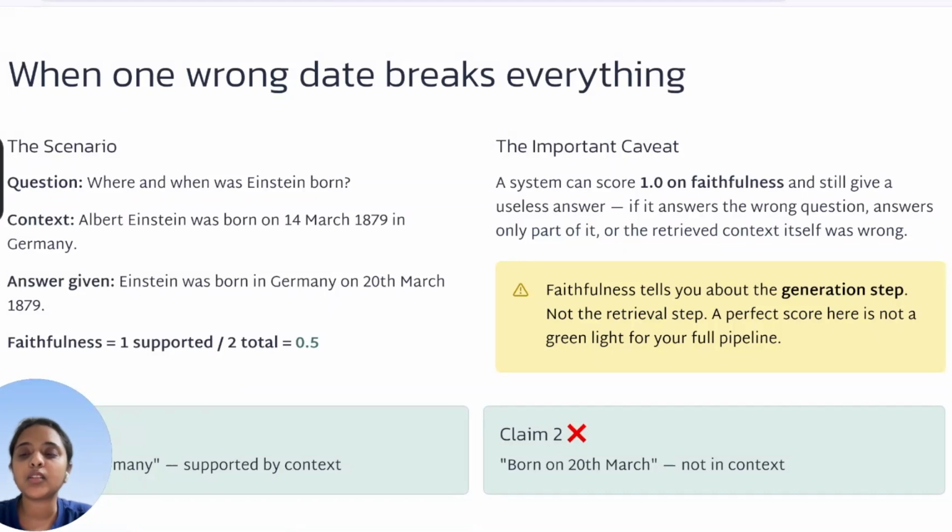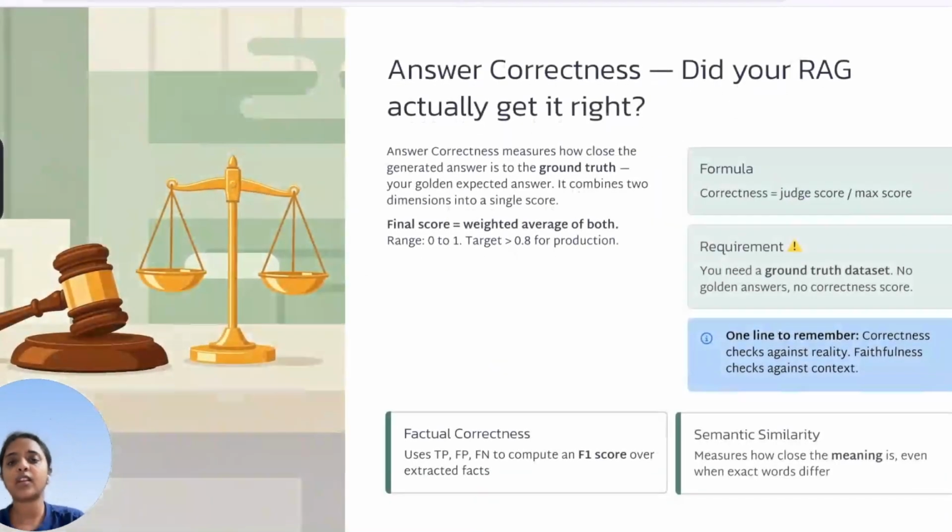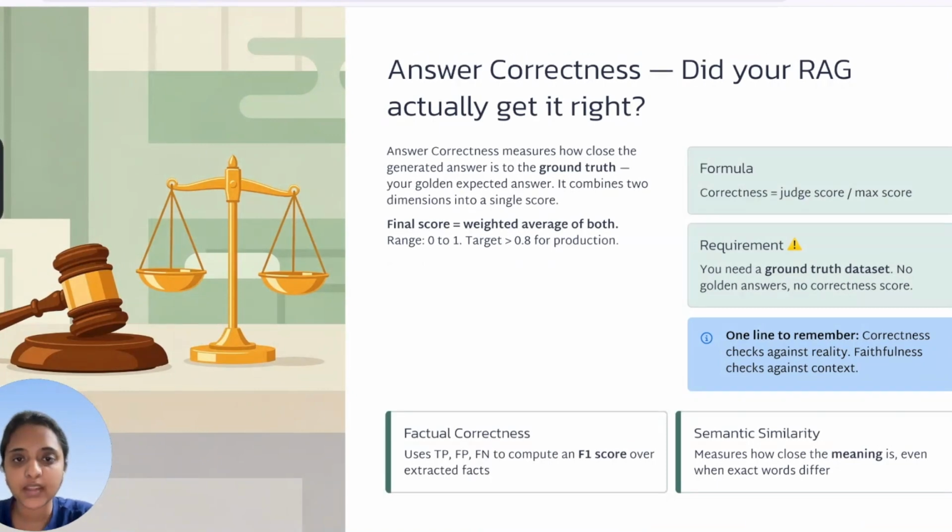What if the context that was provided itself is wrong? We won't be able to verify that with just the faithfulness aspect, for which we are going to calculate the correctness. We are going to check if our RAG system is actually getting the answers right or wrong. It measures the generated answer, how close it is to the ground truth, that is the right answer. The formula would be the judge score divided by the max score.